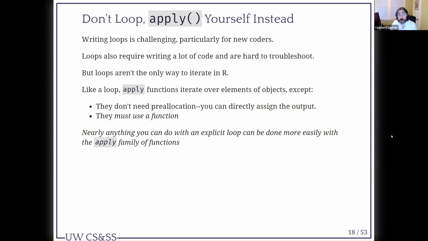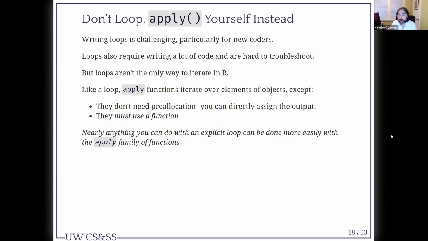Apply functions work like loops. They iterate over all the elements of some object. The difference between apply functions and loops, though, is you don't have to do any of that pre-allocation. You can just directly assign their output to something and it allocates it for you. So you don't have to be like, well, I think I want a length 50 numeric vector, so I have to create an object with numeric 50 ahead of time to assign things to in my loop. You don't have to do that. Apply will create that thing for you as it runs.